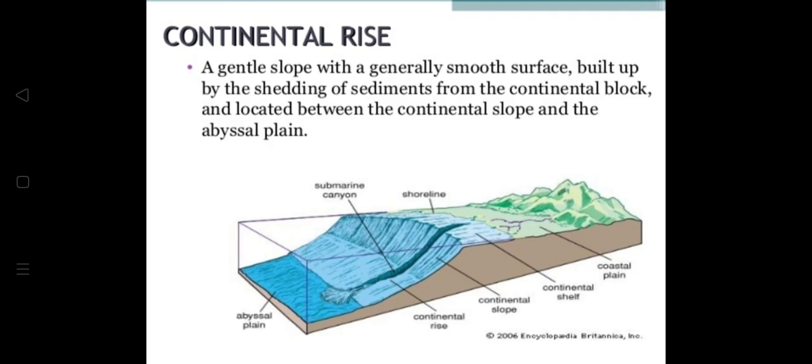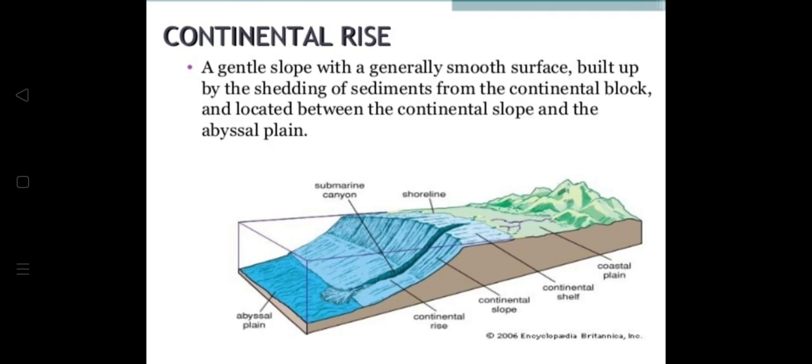Continental rise. When I talk about the continental rise, it is a gentle slope with a generally smooth surface built up by the shedding of sediments from the continental block, located between the continental slope and the abyssal plain. This is brief information about the continental rise. Where is it located? It is located between the continental slope and the abyssal plain. This is actually not in your textbook, but it is part of your knowledge, as it completes the whole structure of the ocean floor.